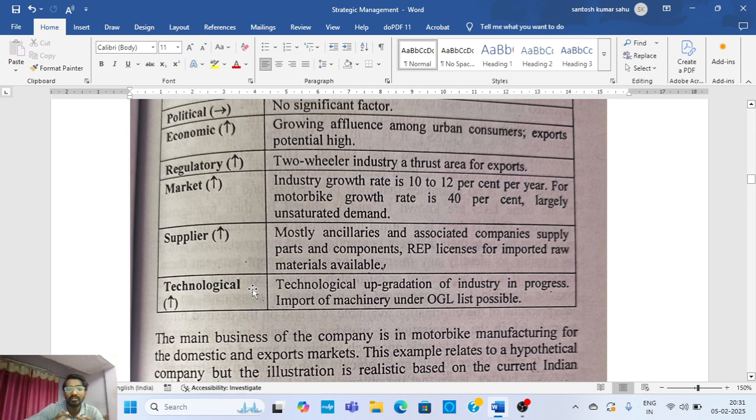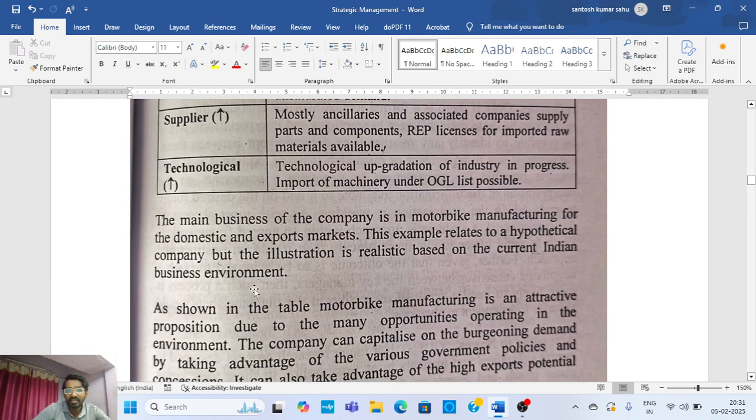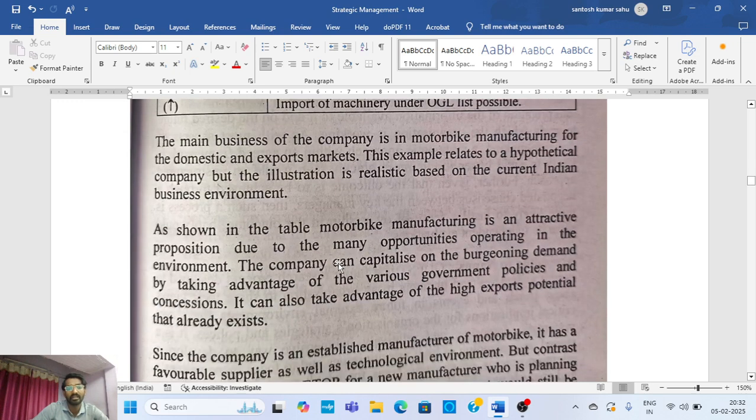Technological: how technological upgradation is involved, and the industry is in progress, import of machinery under the OGL list is possible, right? How technologically advanced it will be in nature. The main business of the company is motorbike manufacture for the domestic and export market, right? This example relates to a hypothetical company, but the illustrations are realistic based on the current Indian business environment.